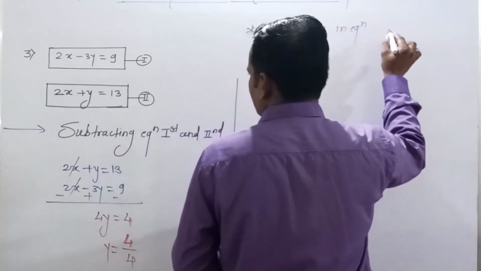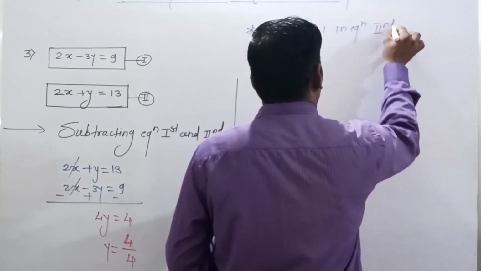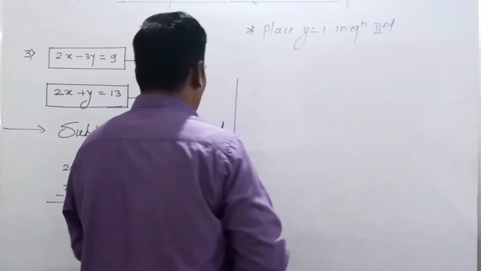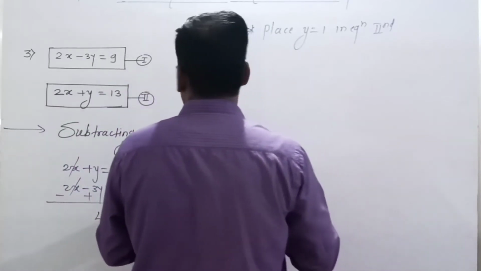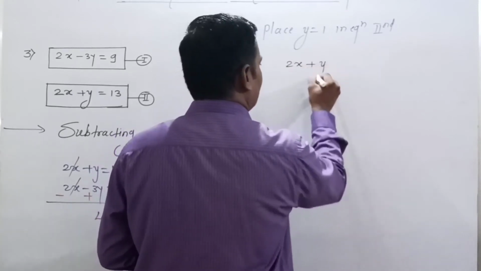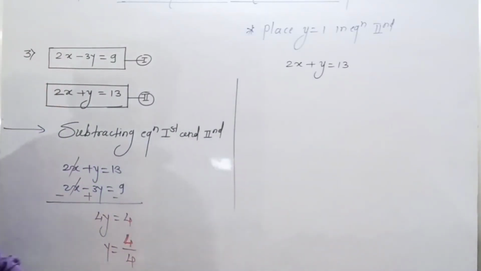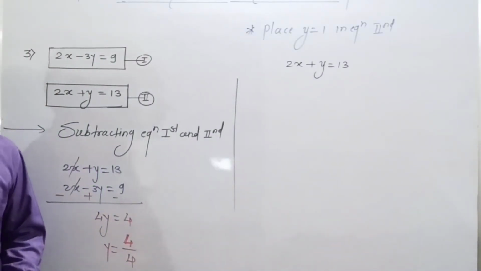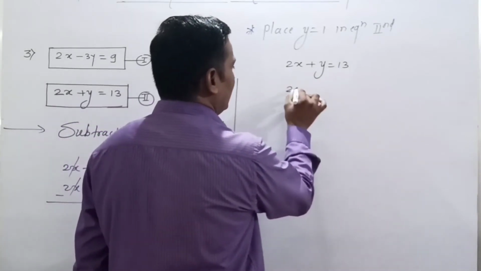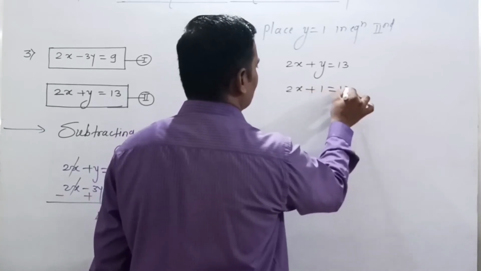Now which equation? Suppose equation number second. You can take any one. Now what is that equation? Write down that equation over here. So 2x plus y is equal to 13. Now this is equation number second, and we know the value of that y. So let's put down that value. 2x plus 1 is equal to 13.